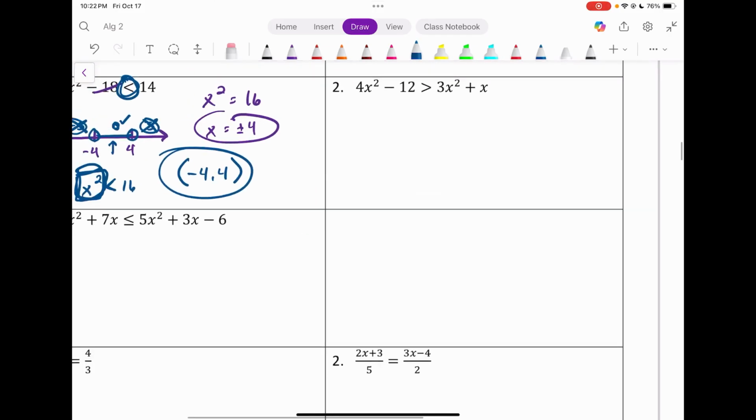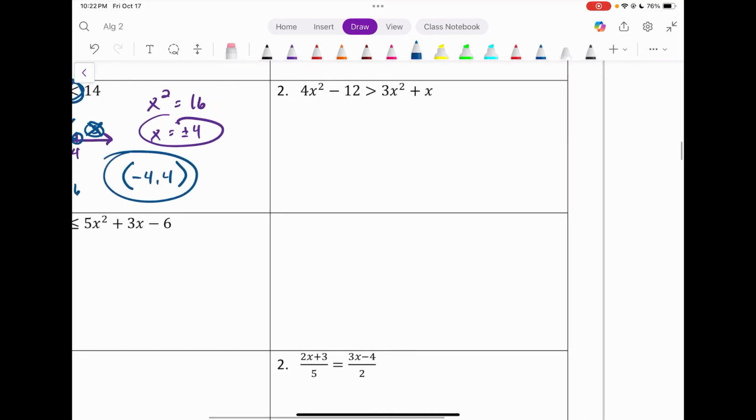So step number 1, we try to find our critical values. I'm going to move my 3x squared over and combine it by subtracting. That gives me x squared. I'm leaving my 12. I'm actually going to move my x over by doing minus x. And again, I'm going to first find my critical values by setting it equal to 0. This one actually factors. It adds to give you -1, multiplies to give you -12: -4 and +3. My critical values are going to be x equals 4 and x equals -3.